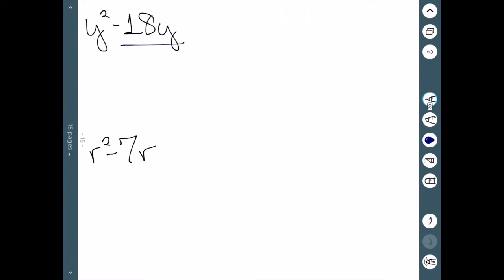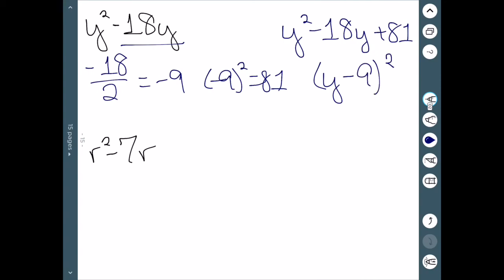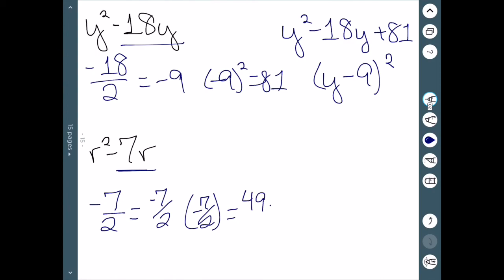y squared minus 18y. So we take the number in front of y, divide by 2 to get negative 9, and negative 9 squared is 81. So now I have y squared minus 18y plus 81, which factors into y minus 9 squared. My last one has a negative 7. Negative 7 over 2 is just negative 7 over 2. And then if we square that, we get 49 over 4. So this is what I would add.